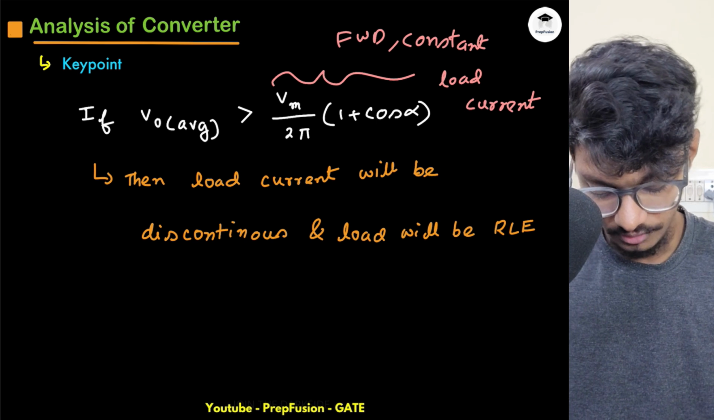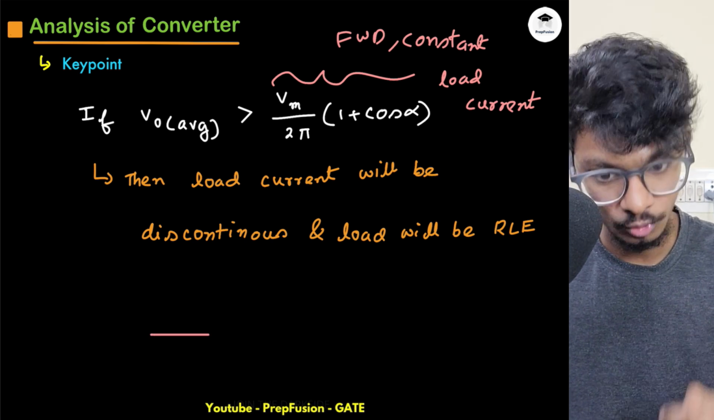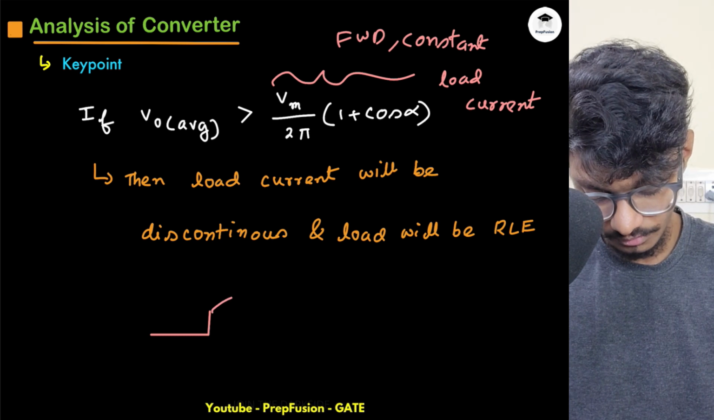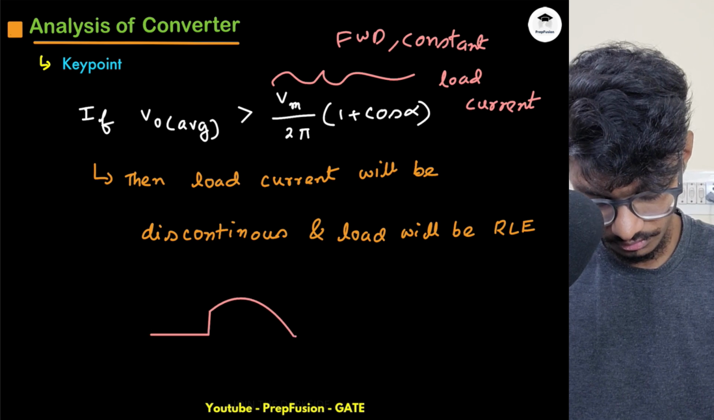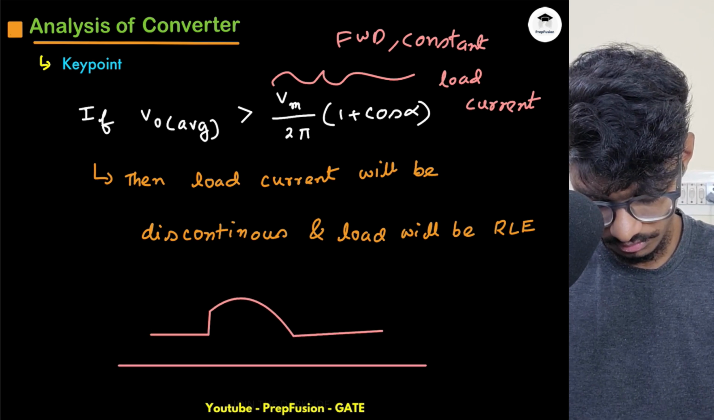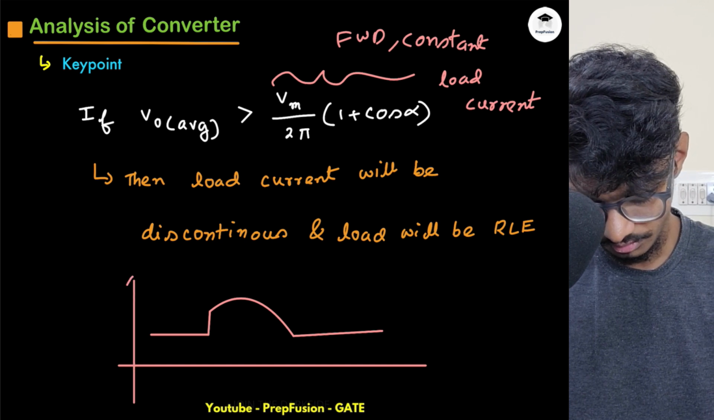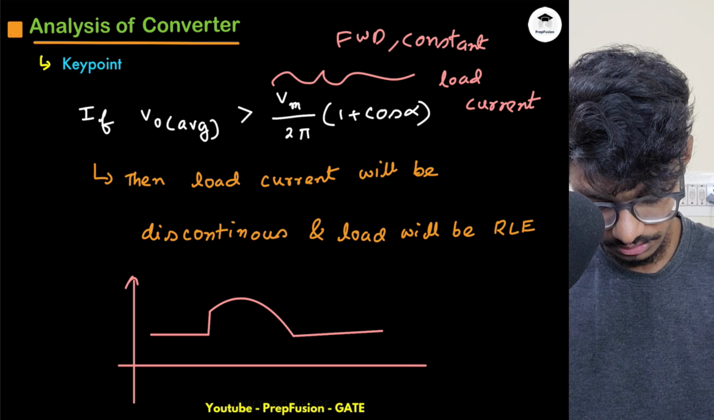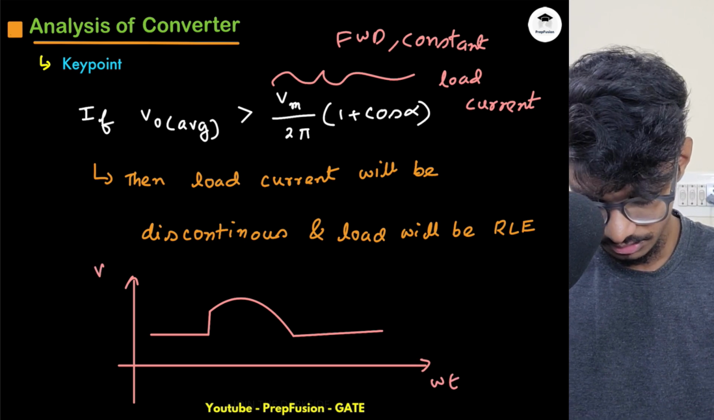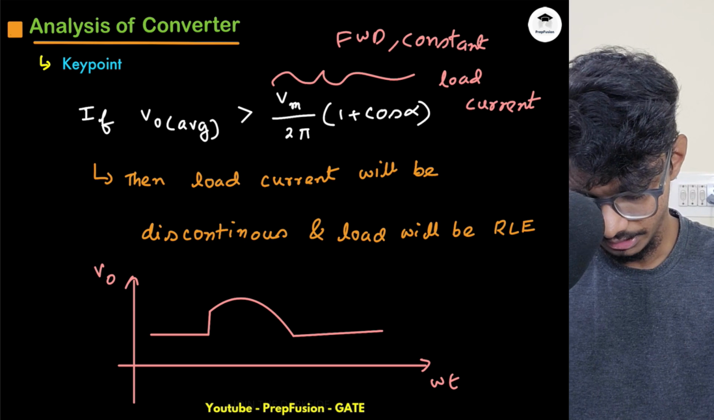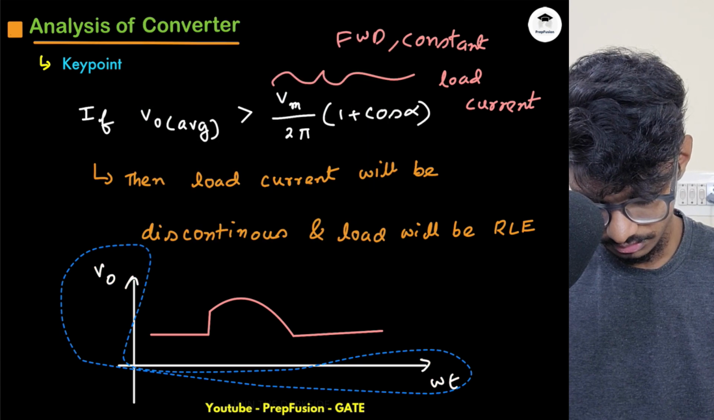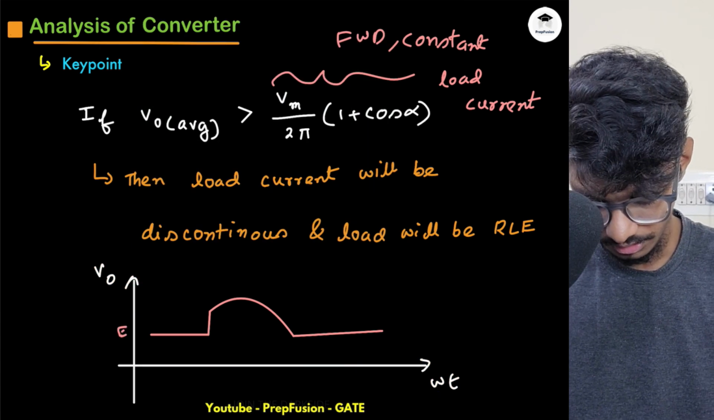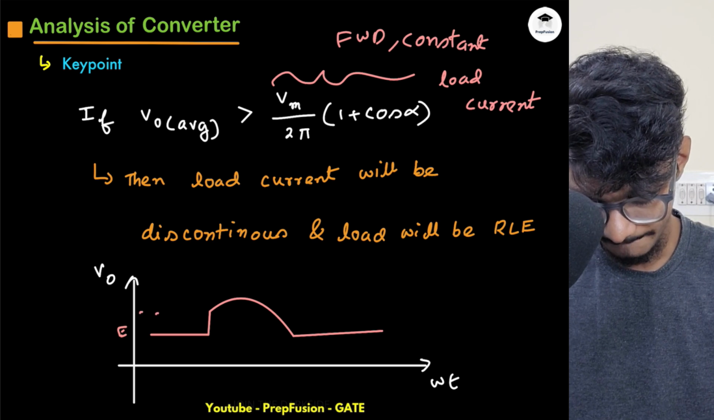Why? Because what will happen? The VO average is more. That means for some period the waveform will be something like this. This is omega t, this is VO, and I can draw this in a different manner. This will be E. This will be Vm, right?